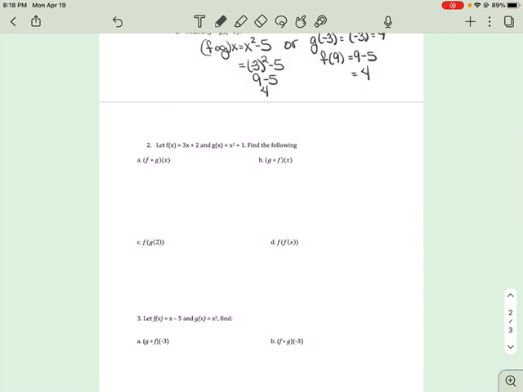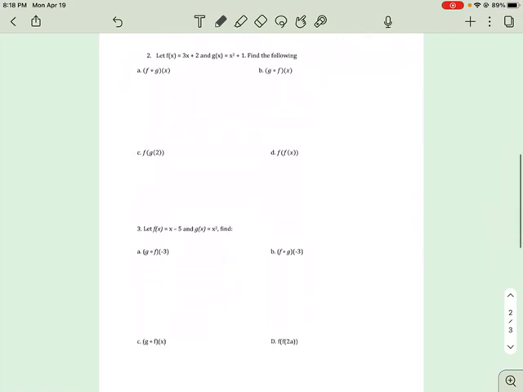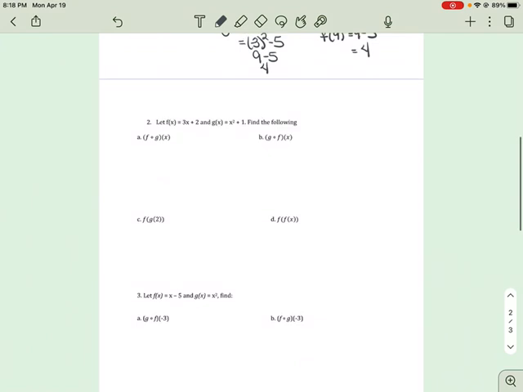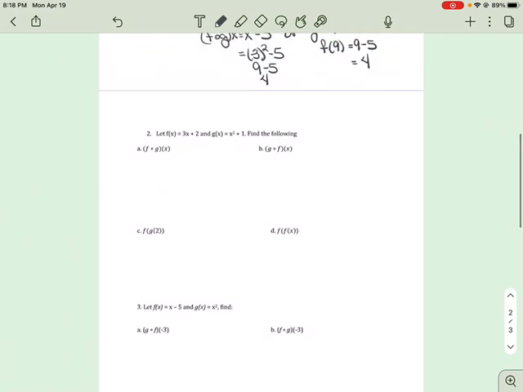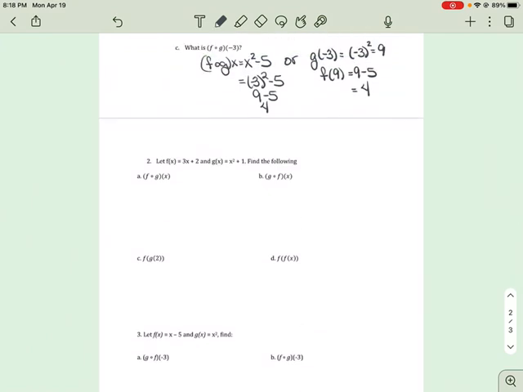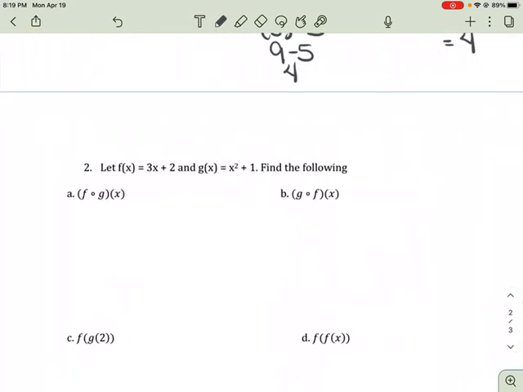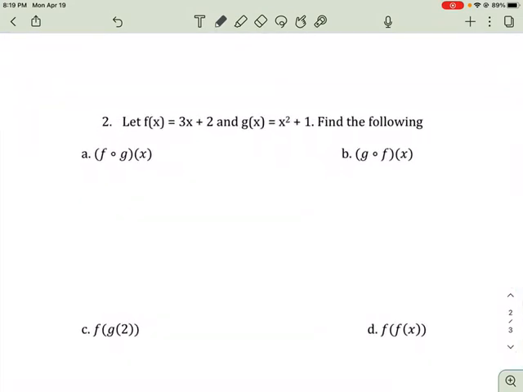So let's try another one. And I think I wrote the same thing twice. I did. Why did I do that? No, that's okay. I just have same expressions, different evaluations. Okay. So let's try the next one. Okay, so f is 3x plus 2, and g is x squared plus 1.